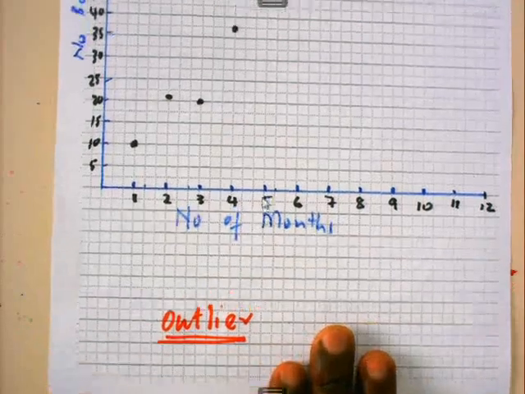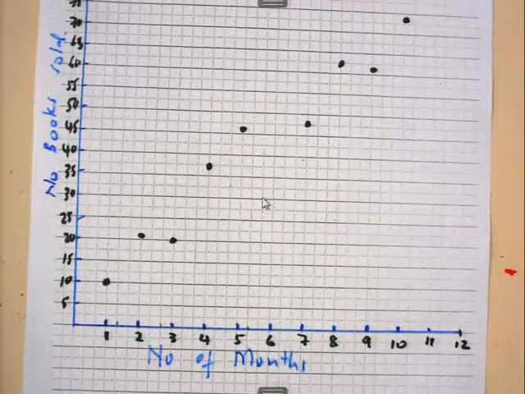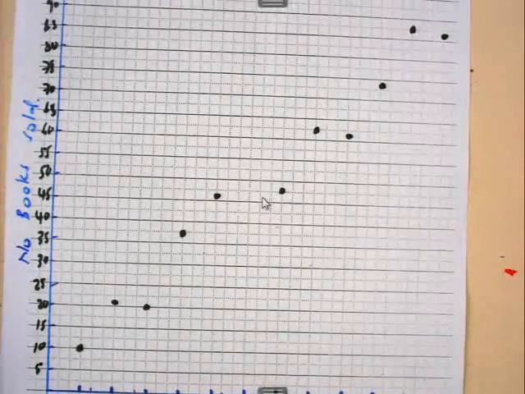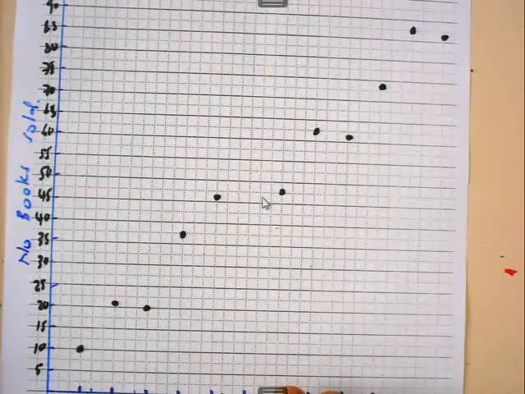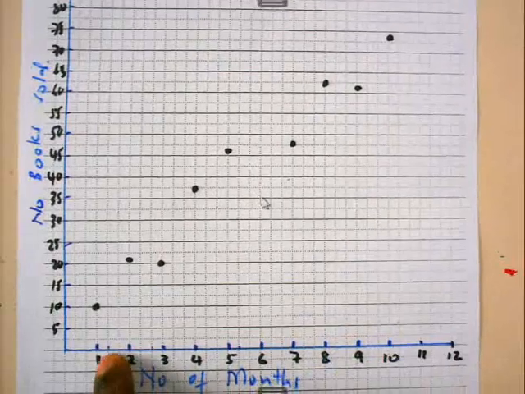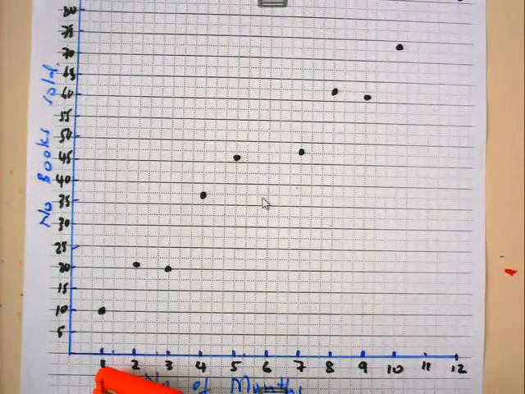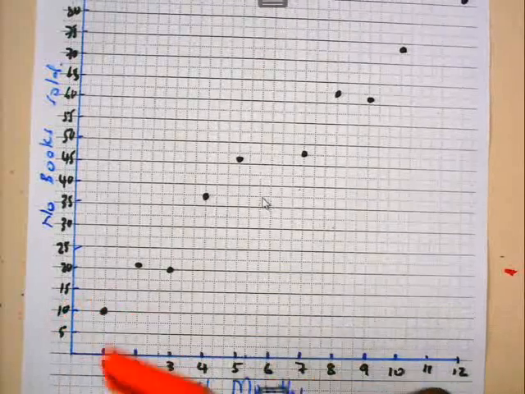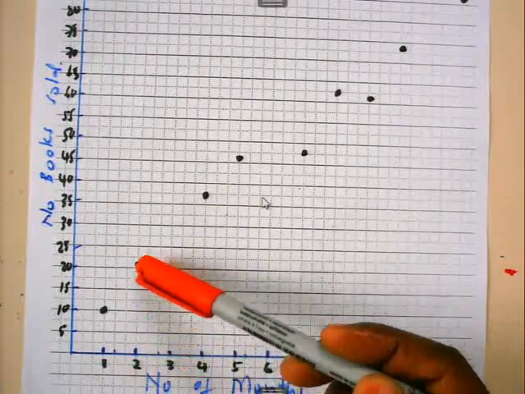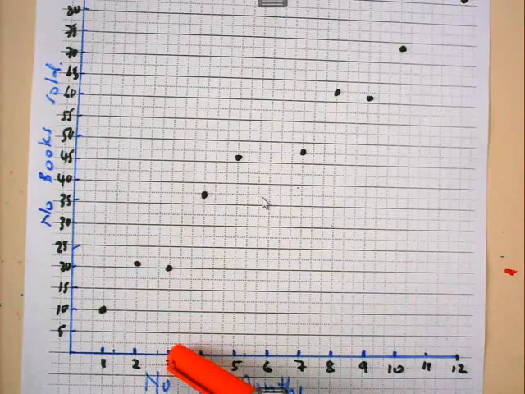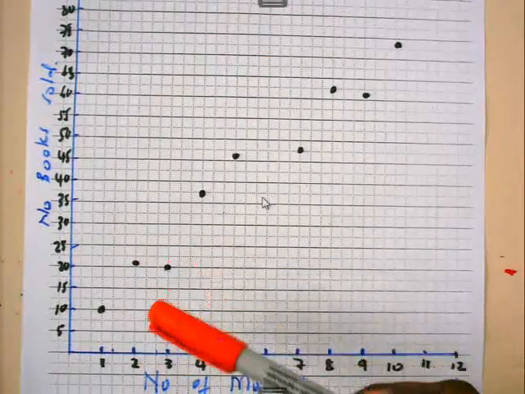This is the scatter plot. And it's very important for us to be able to draw it. You can see the relationship between the month and the number of books. The first month it was 10 books. The second month it was 21 or so books. Can you see that? The third month it was 20 books, and so on.